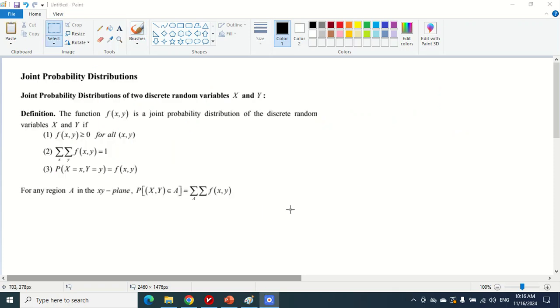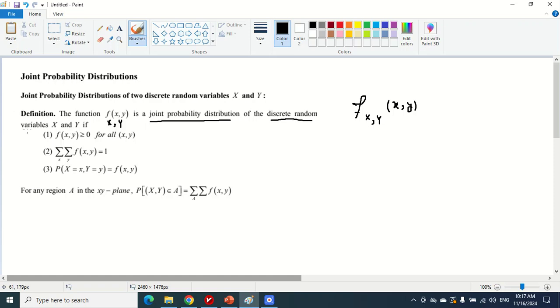As you can see in the definition, the function f can be denoted by x and y. We can put the indices x and y on it to emphasize the random variables, which means we can write the probability distribution function with two indices, x and y, and put the values, the lowercase x and y, inside the function. We call it the joint probability distribution of discrete random variables.